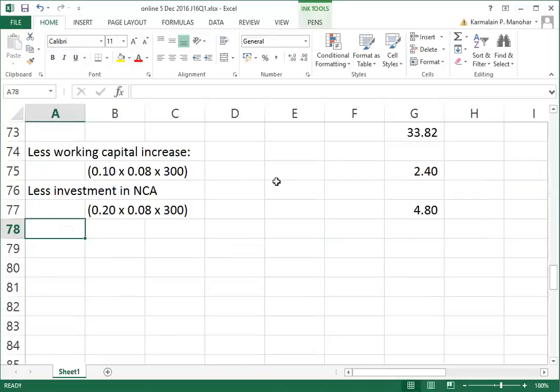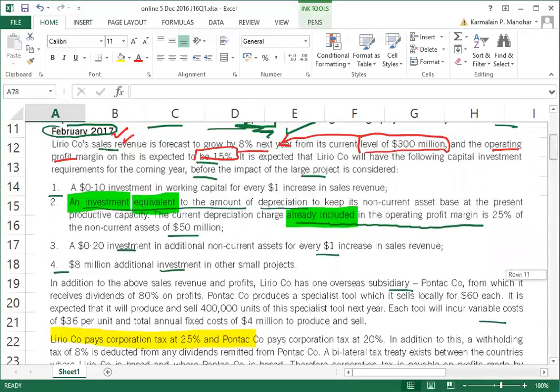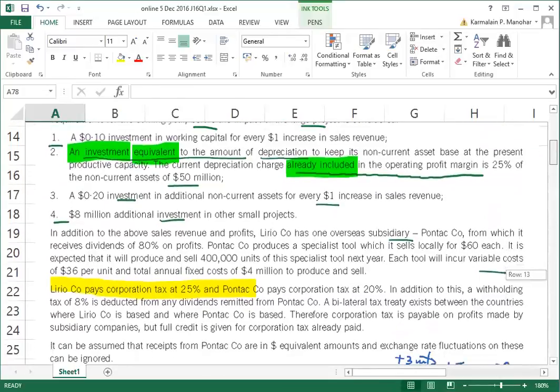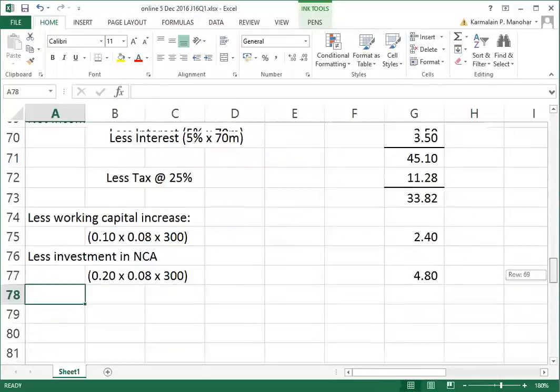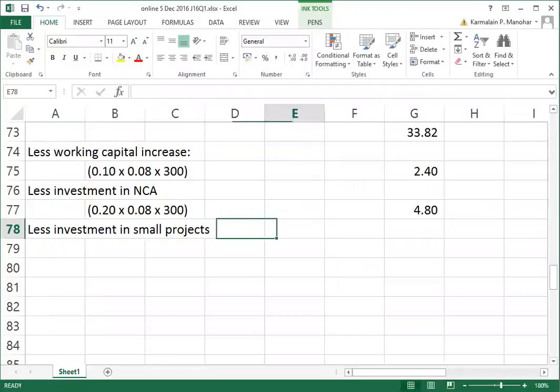Anyway, next adjustment, next investment in, what did they call that? They call it investment in projects. That was a little silly. What is this note? Oh yeah, small projects. All right. 8 million additional investment in small projects. So just minus 8, no workings necessary.